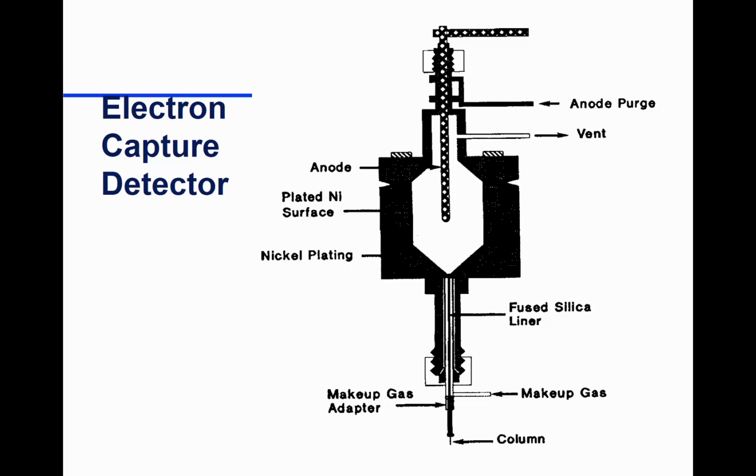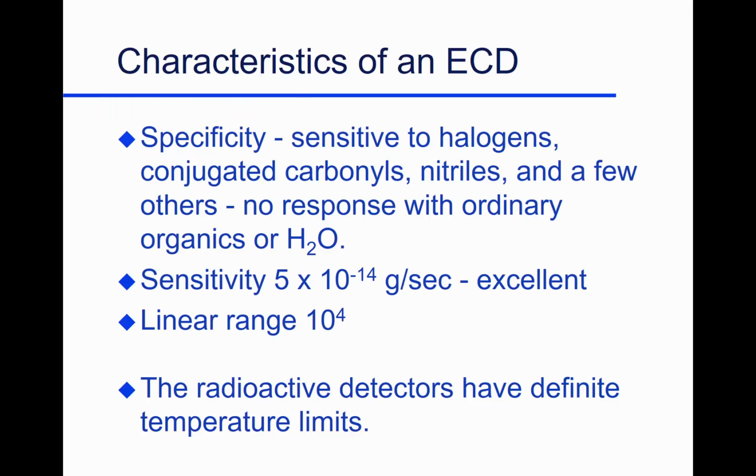If an organic compound comes out here that happens to like electrons, absorbs electrons, it decreases the electrical flow. And basically, what you're getting is a response. You've got a constant electrical flow, oh, it decreases. And so you kind of draw the peak down, but you turn it so it's up instead. So it looks more aesthetically pleasing. How's that? And so, like I say, anything that absorbs electrons is what it does detect. Well, what that means: halogens, conjugated carbonyls, nitriles, a few others. No response to ordinary organic compounds, no response to water.